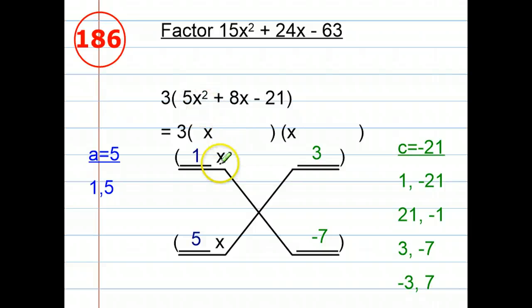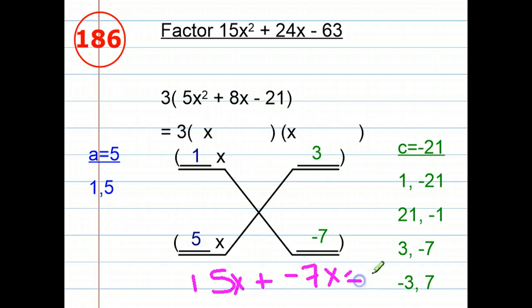1 times negative 7x is negative 7x, and 5 times 3 is 15x. Add them together, and I get the correct answer of 8. Now, oftentimes you randomly pick one of these combinations and test them until you find the one that works, and I just so happened to be lucky enough that the first one I picked worked.